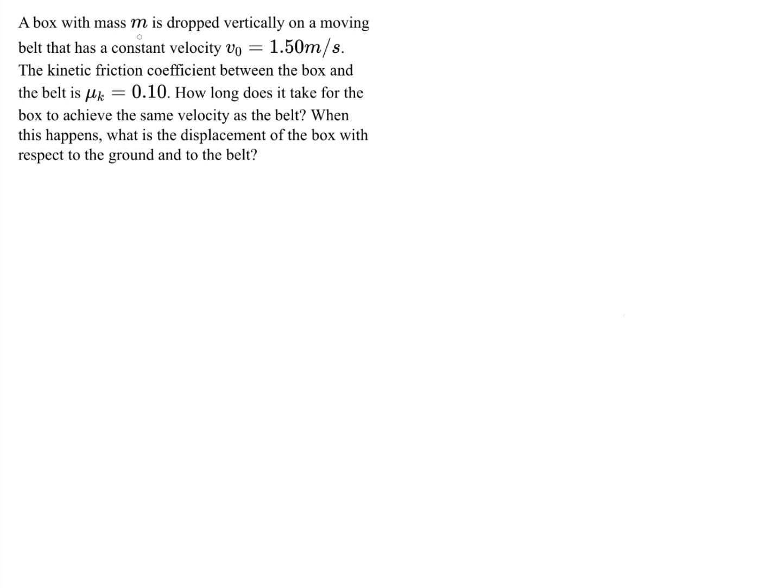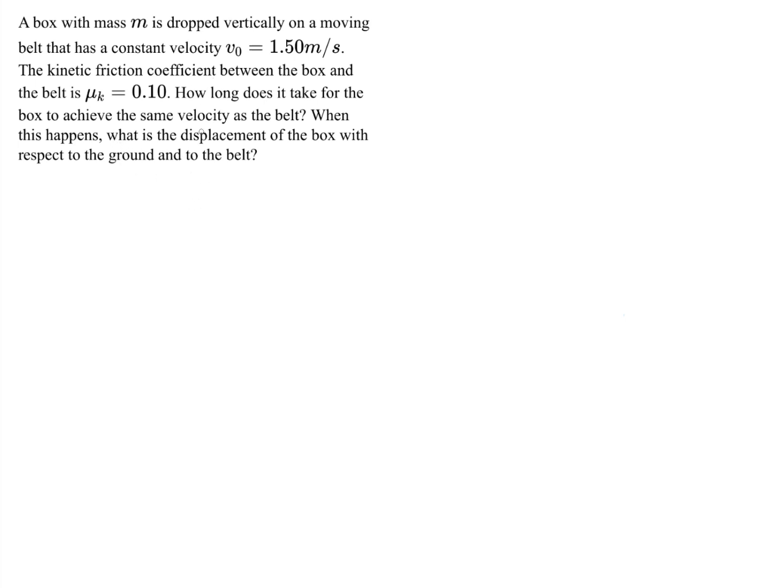A box with mass m is dropped vertically on a moving belt that has a constant velocity of 1.5 meters per second. The kinetic friction coefficient between the box and belt is 0.1. How long does it take for the box to achieve the same velocity as the belt? When this happens, what is the displacement of the box with respect to the ground and to the belt?